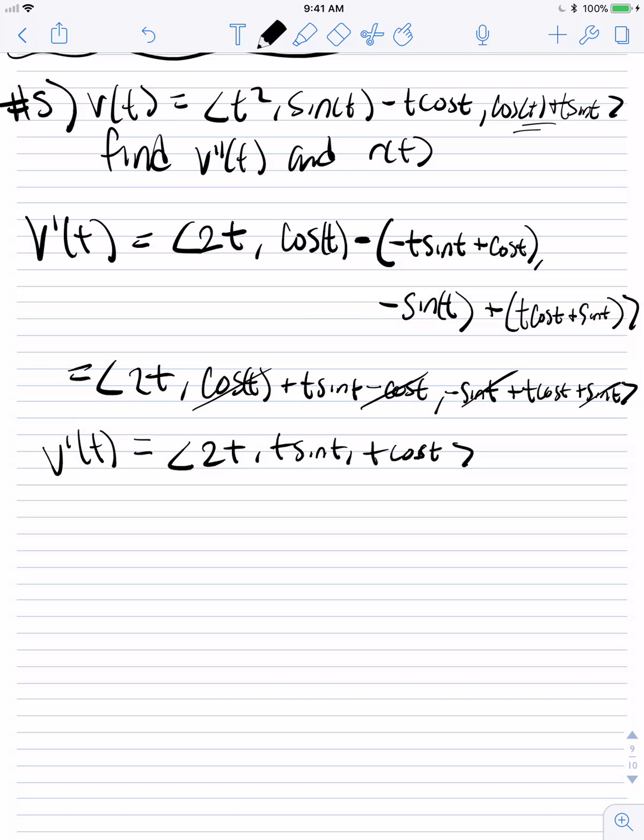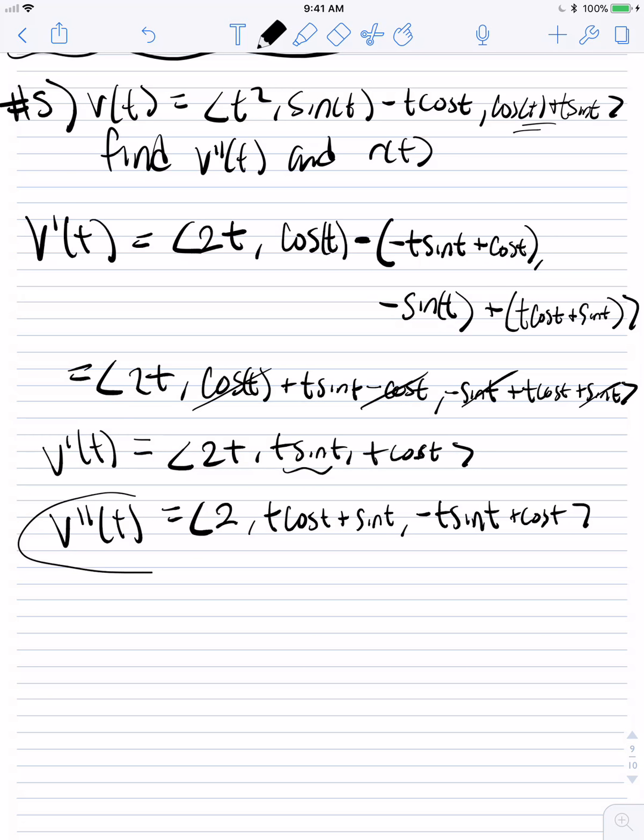But we need v double prime, so we need to do the same thing again. So v double prime would give us 2. And here, 1 times the derivative of the second, t cosine t, plus the second times the derivative of the first, plus sine t. And the same thing here. So this would be negative t sine t plus cosine t. And here we have our second derivative. So that answers this part.